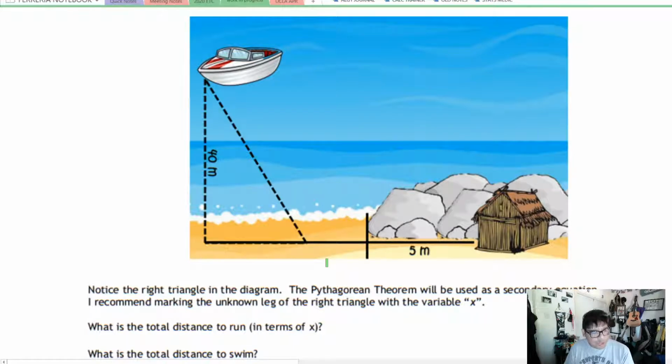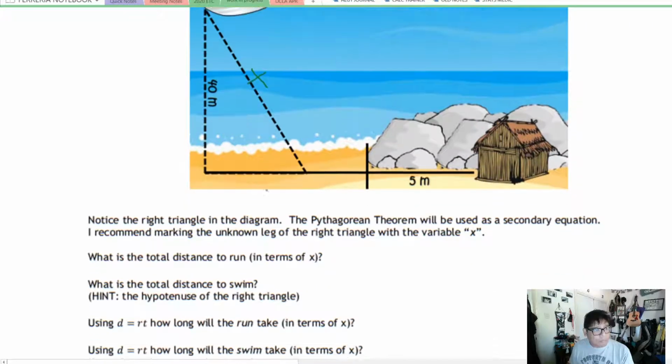So notice the right triangle in the diagram. You wouldn't know about this right triangle unless you've done a few of these problems, but that right triangle does exist. The Pythagorean theorem will be used as a secondary equation, because remember, one of the things we're really interested in here is this distance right over here. So we're going to mark that unknown leg with the x. Now the x, remember, that is the distance that we're going to swim.